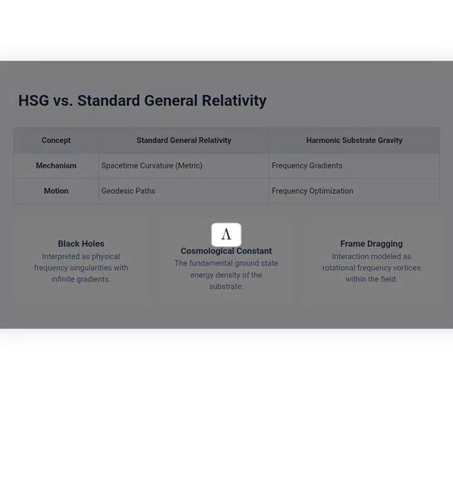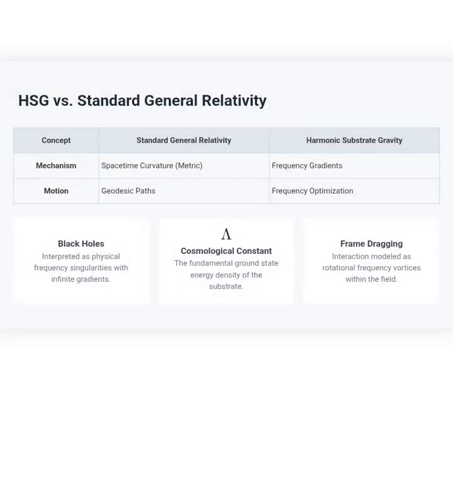And look at lambda, the cosmological constant. In this model, it's no longer just a mathematical constant added to the equations. It represents the fundamental ground state energy density of the universal harmonic substrate itself. Finally, frame dragging is modeled as rotational frequency vortices.